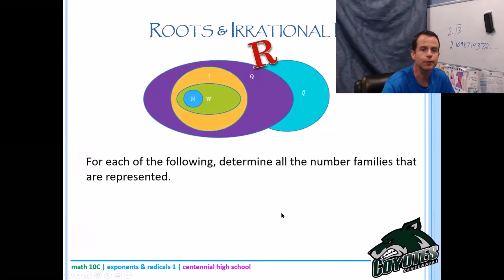All right, so for each of the following, determine all the number families that are represented. So first guy is -3. So what's the smallest family I can fit -3 into? Well, it's not natural. I can't count -3. It's not whole, but it is an integer, okay? So it would be an integer.